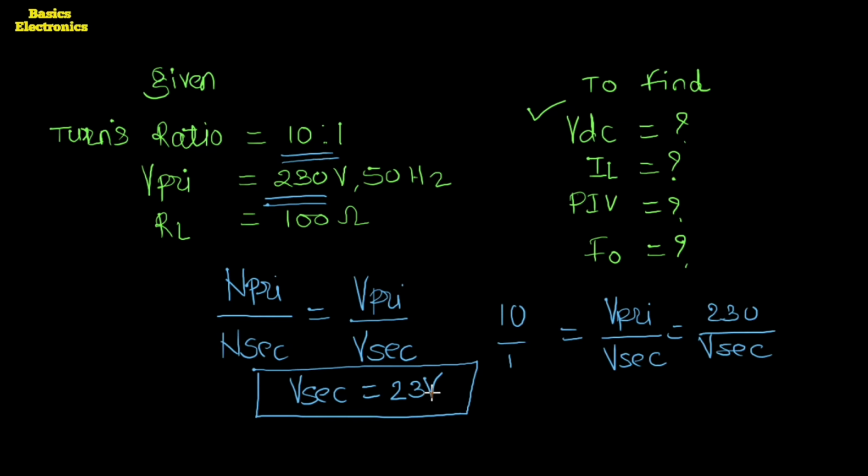This secondary voltage is not the peak voltage. It is not in the peak. It is the RMS voltage. This voltage value is in RMS. Okay, so here we have to find out the peak voltage of the secondary of the transformer.